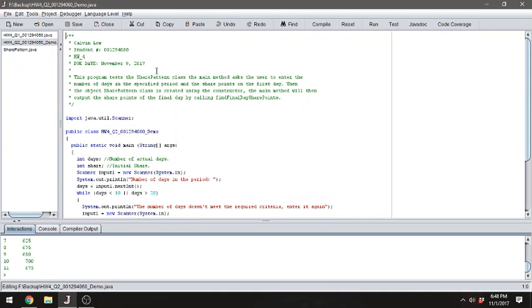So this program tests the share pattern class. The main method asks the user to enter the number of days in the specified period and the share points on the first day. Then the object share pattern class is created using the constructor. The main method will then output the share points of the final day by calling find final day share points. So let's run it.